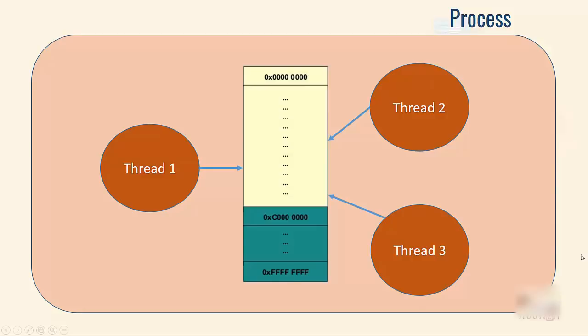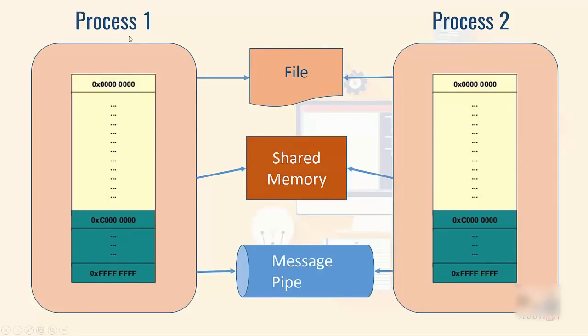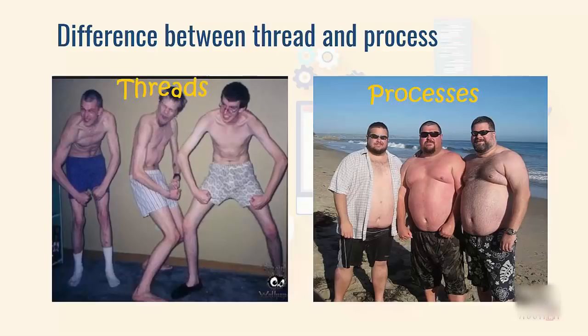Whereas if you look at the processes, this is process 1 and process 2, they have their own address space, okay? And if they ever want to communicate with each other, they can use inter-process communication techniques such as a file on the disk, shared memory, or a message pipe, okay? So from these two pictures, you can at least guess the key difference between a process and a thread. The key difference is that threads are lightweight versus processes are heavyweight. Okay, that's the key difference.